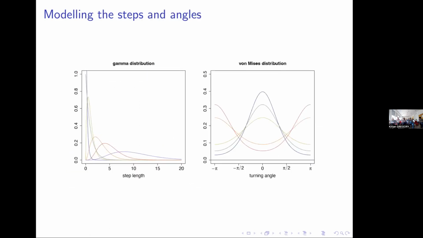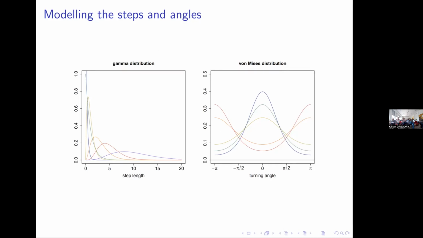And we can assume different distributions for the step lengths and turn angles. So our step lengths have to be some non-negative distribution. One that's often used is the gamma distribution, and these are just some examples of different gamma distributions. And then for turning angle, we have to use what's called a circular distribution. A very popular one is the von Mises, but there's other ones like the wrapped Cauchy. But this is bounded on the circle, basically.